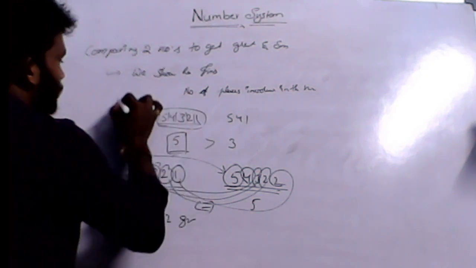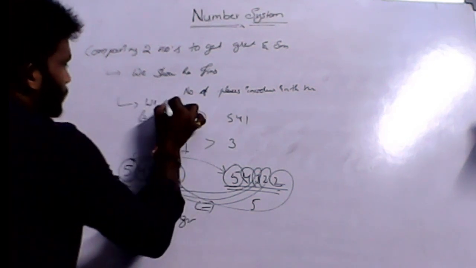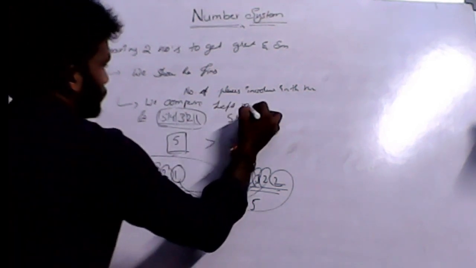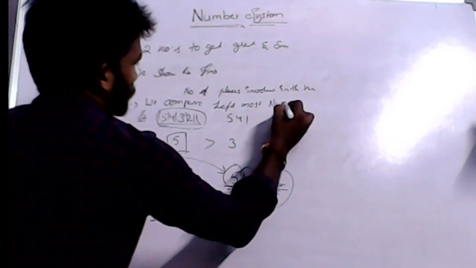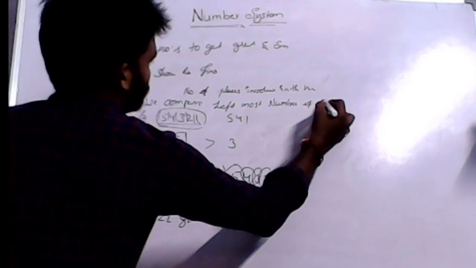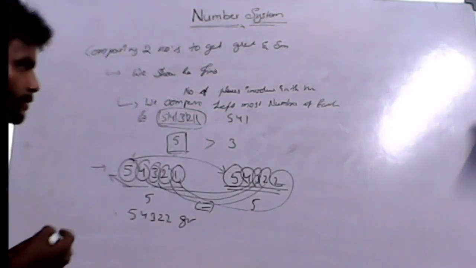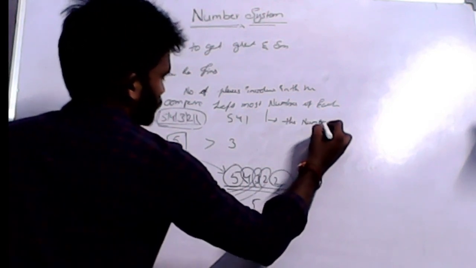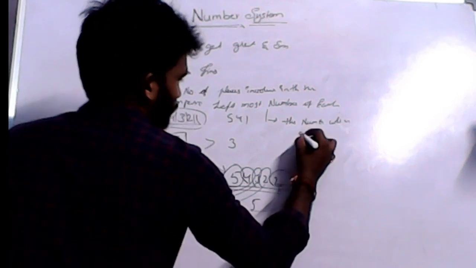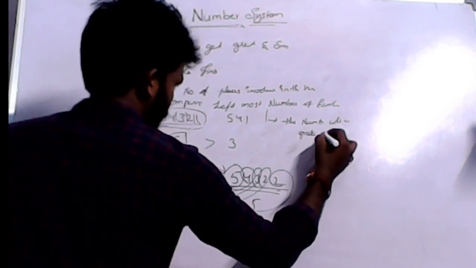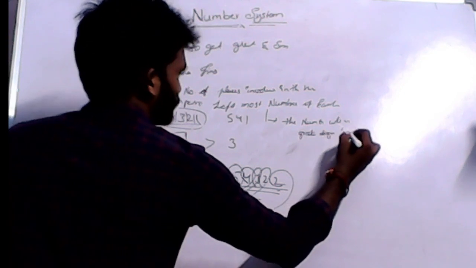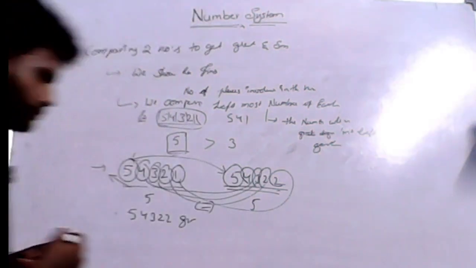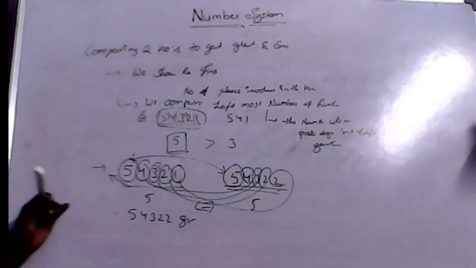So the second rule is, we compare the leftmost numbers of each number. The number which has the greater digit in its leftmost place will be the greatest number. By this we can find the greatest and smallest numbers.